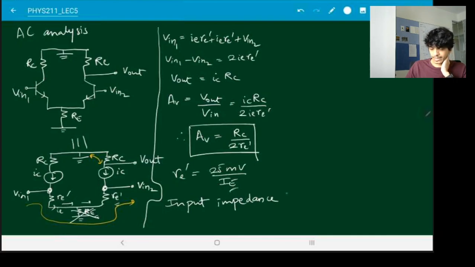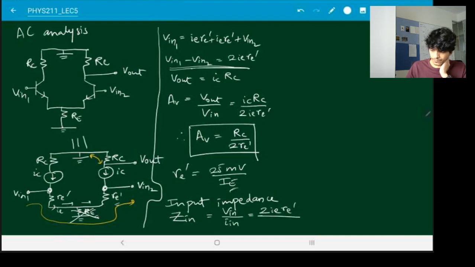You can also define what is called the input impedance. See, input is what is happening between V in 1 and V in 2. So the input impedance, which is referred to as Z in, is the total input voltage divided by the total input current. Input voltage is twice IE RE prime, just the difference between V in 1 and V in 2.